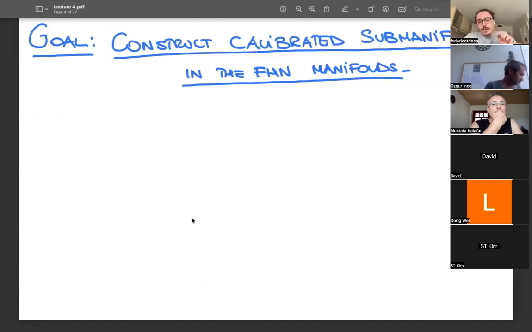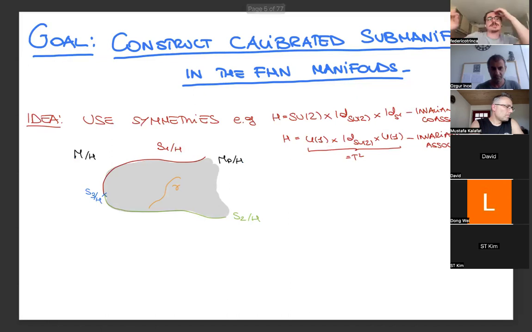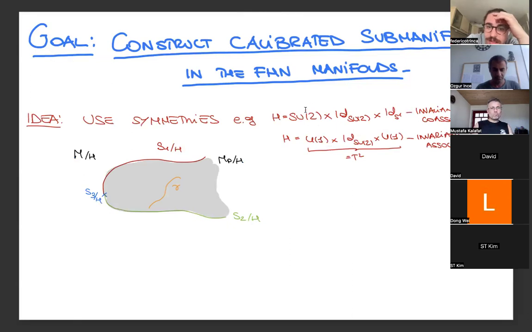Okay, so the goal of our lecture today is to construct calibrated submanifolds here. And of course, the only thing that we know about these manifolds is that they have symmetries. So the idea is once again to use the symmetries. The subgroup that we consider is going to be T2, and it's the T2 sitting inside SU(2) squared times U(1) in this way here. So we pick a U(1) sitting in SU(2), the identity in the second copy of SU(2), and U(1). So we are looking at T2 invariant associatives. This is what we're going to do.